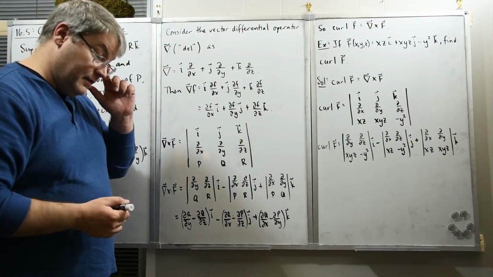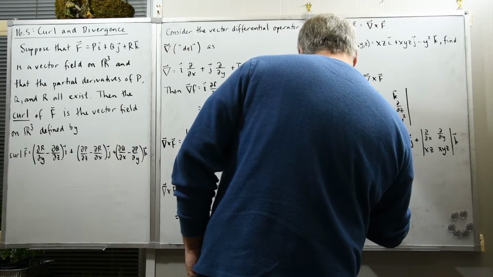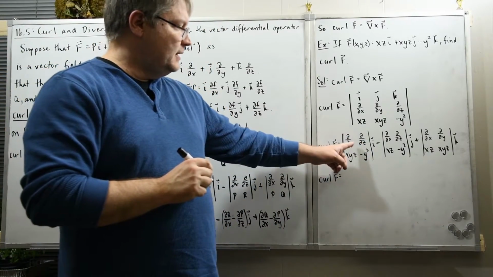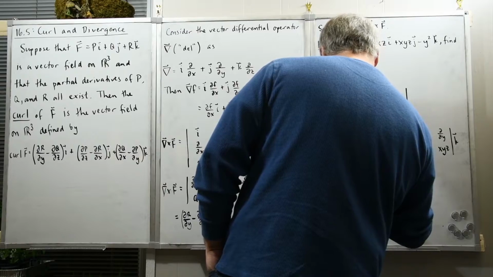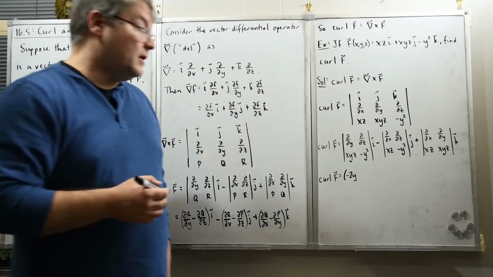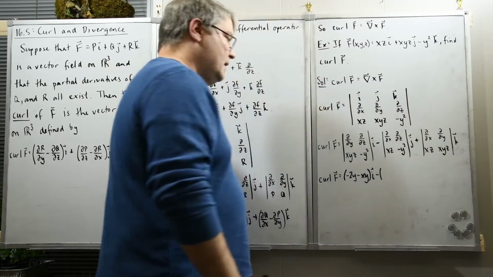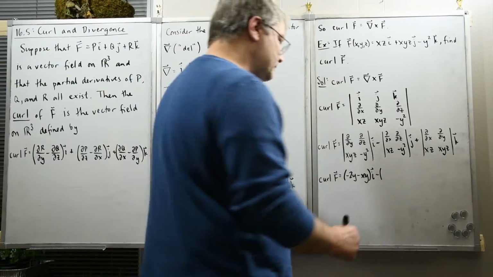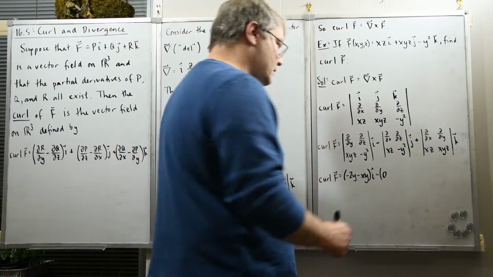So now it's a matter of actually calculating these different partial derivatives. And so when we take a look at the i component, we're going to be taking the partial with respect to y of negative y squared, but that's going to give us a negative 2y. And then we have to subtract the partial with respect to z of xyz. That means we're subtracting xy. And then we'll have minus, and now we'll take the partial of negative y squared with respect to x. Well, that gives us 0. And then we'll have minus the partial with respect to z of xz. Well, that's x. Subtract x away.